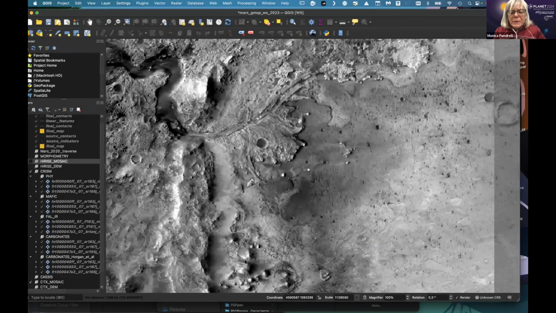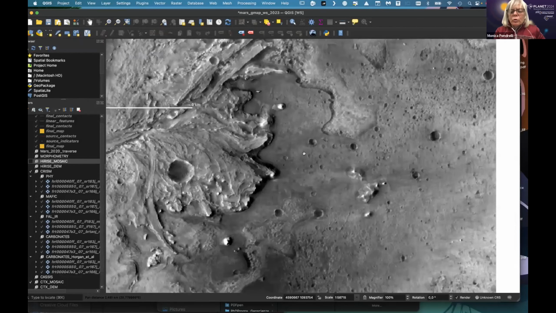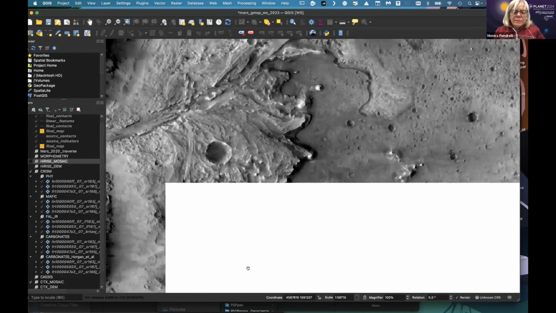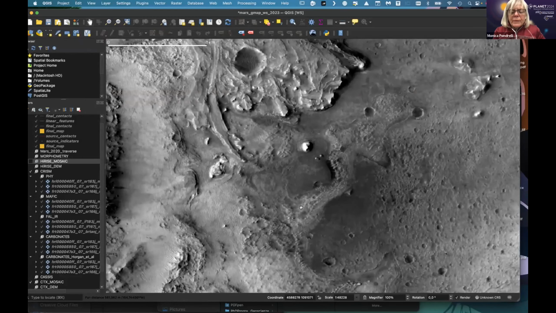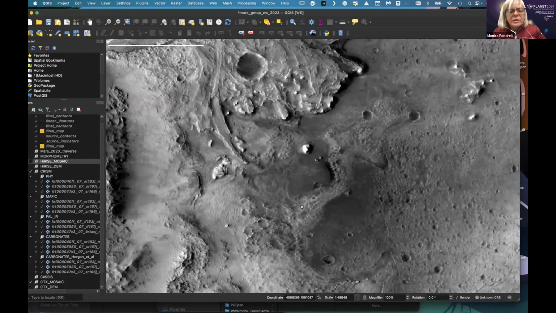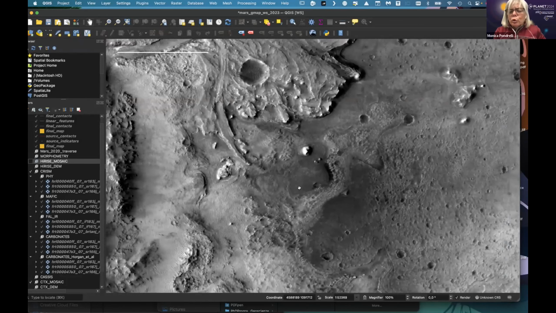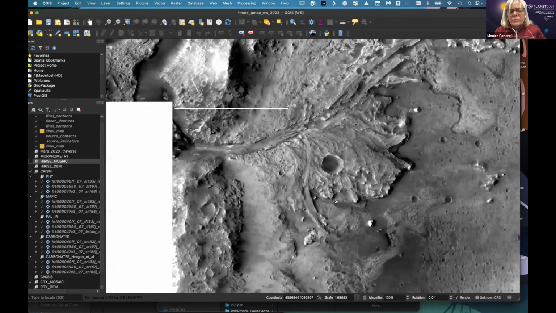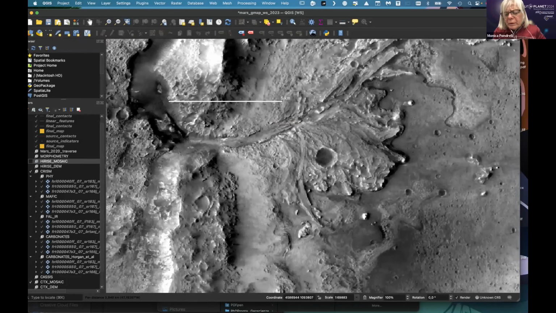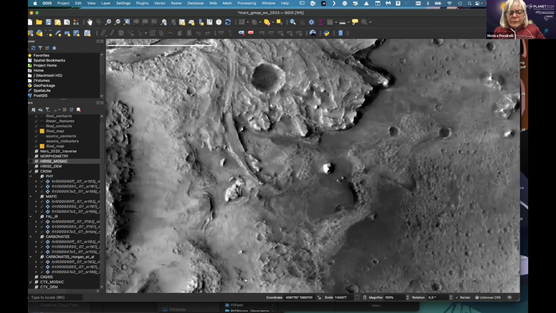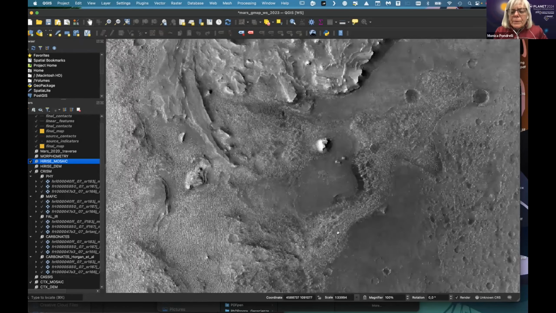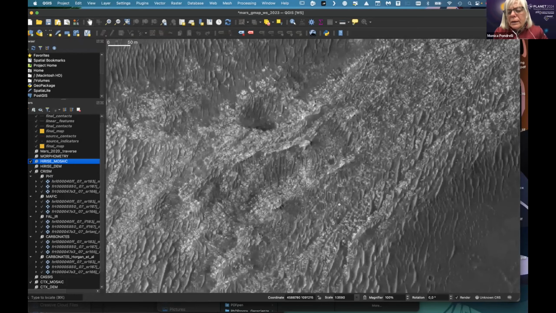Let's move to unit C, which is here, but also here. Unit C has general textural characteristics which are not so different from unit B. It's a little bit darker toned, maybe, but it's very rough. Now I use also HiRISE. It's very fractured, like unit B.